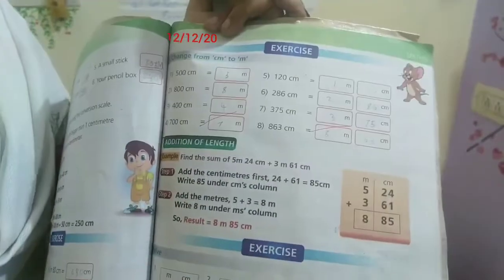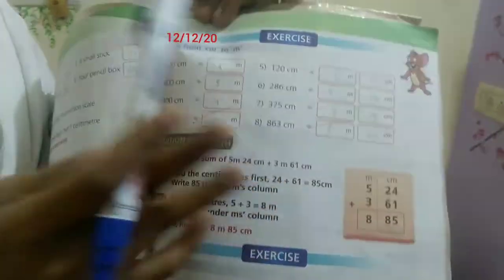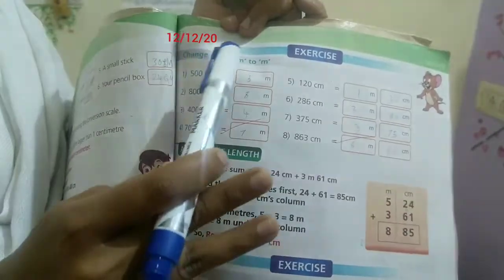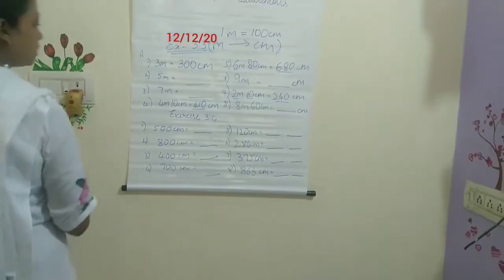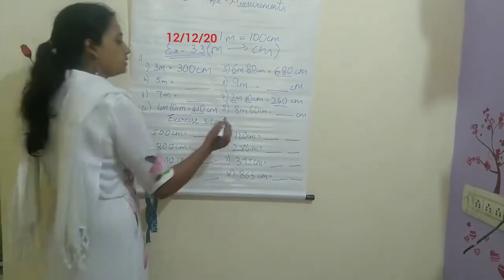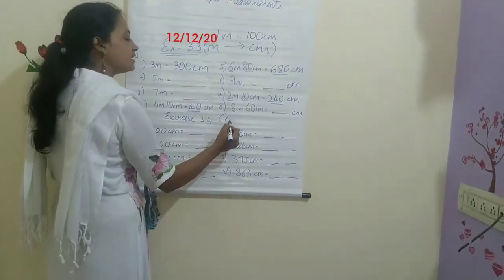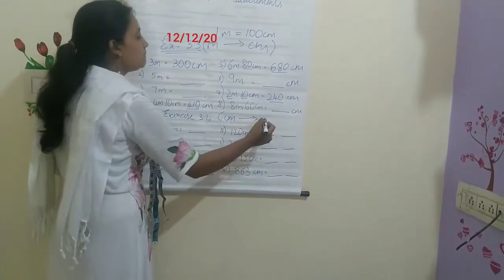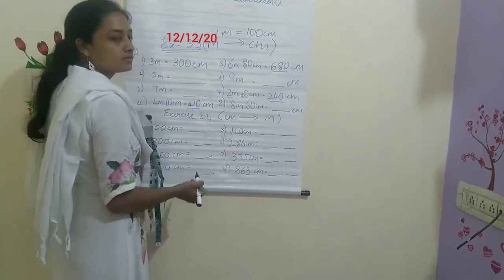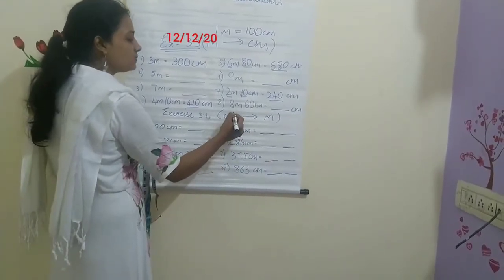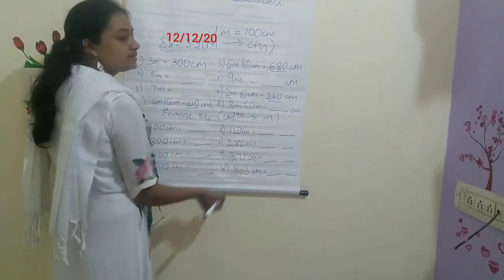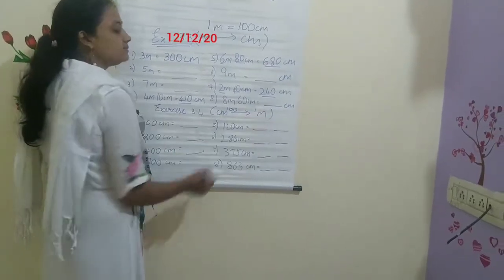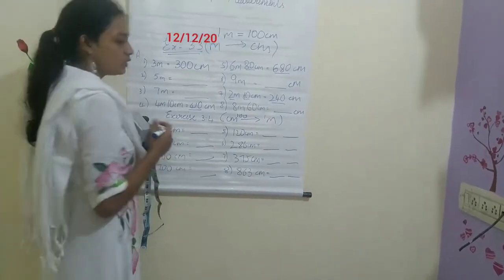In page number 93, go to exercise 3.4. Here, change from centimeters to meters. So what should we do here? They have given us in centimeters. We have to change it in meters. So let us write the relationship. 100 centimeter is equal to 1 meter. So let us see how to do that.